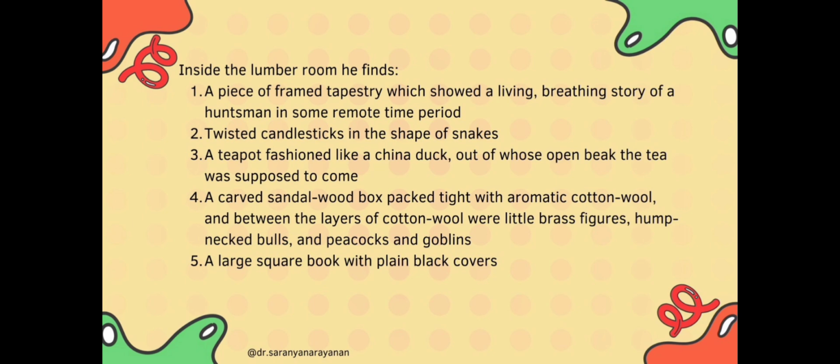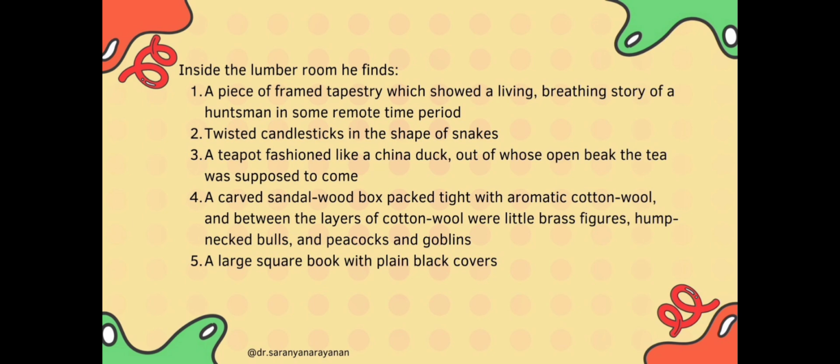He wants to touch everything. The first thing that he sees is a framed tapestry, and the tapestry has a story in it. It is like a huntsman, a hunter standing there. Seeing this picture, he starts imagining the story behind this tapestry. Because of his imagination skills, he is able to build a wonderful story just by seeing this image of the hunter. Later he finds twisted candles in the shape of snakes, and he finds them quite fascinating. Later he finds a teapot that is fashioned like a china duck, and the opening of the tea kettle is the beak of the duck. So it's quite fascinating again.